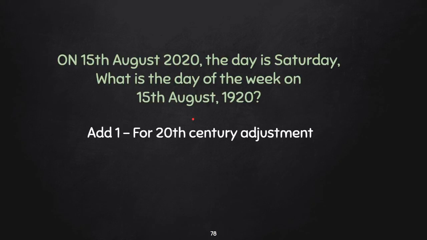On 15th August 2020, the day is Saturday. So all I have to do is add an extra 1 to this Saturday and I will get the day of the week for 15th August 1920. So on 15th August 1920, we get the day as Sunday, which is exactly one day later than Saturday.